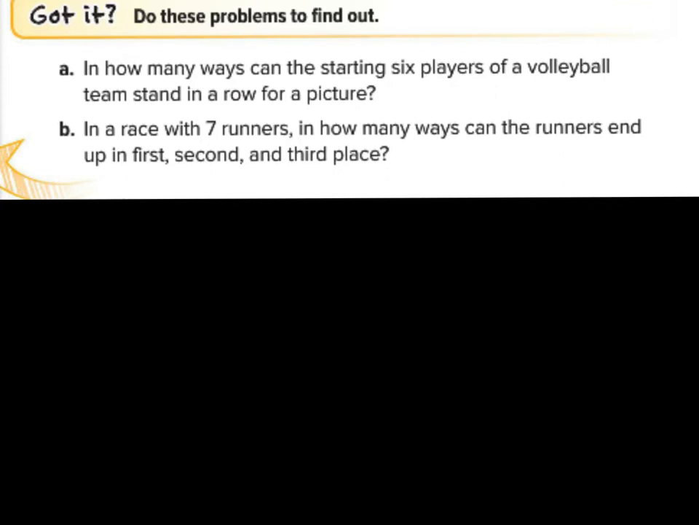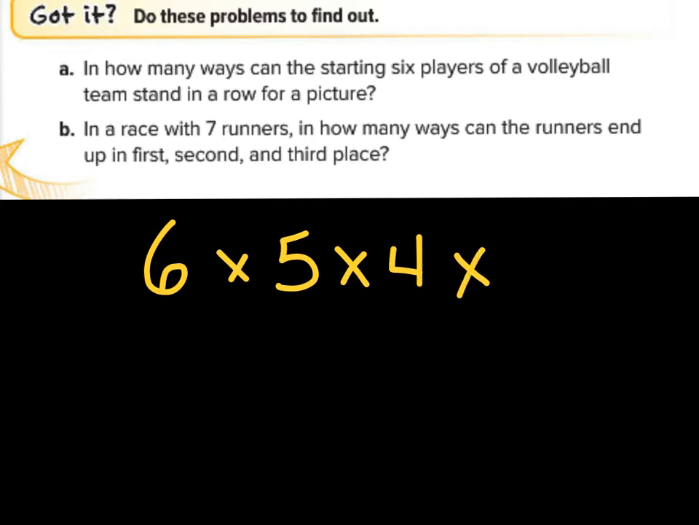Okay, let's see if we can do this on our own then. In how many ways can the starting 6 players of a volleyball team stand in a row for a picture? Okay, so for the first one we have 6 players to choose from, right? So we would write down the 6 players. And then once we choose where one of those players is going to go, we only have 5 players to choose from, right? Then we take that one player and we place him somewhere, and now I only have 4 players to choose from. Again, we take one of those players and we place him for the picture, and now we only have 3 players to choose from, and then we choose another one, and so on, and then finally the last player, correct?